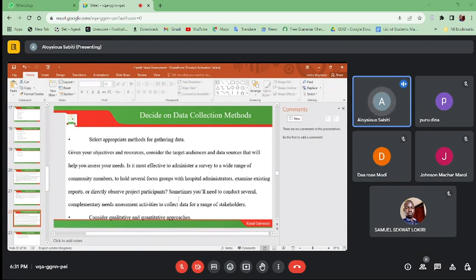So the type of tool that you will administer, or the method of data collection that you will administer, depends on your target audience. If you wanted to target hospital administrators, you may not have to gather them in a focus group, because they may not have the opportunity or the time for you. But you can do a key informant kind of interview, getting information from them.